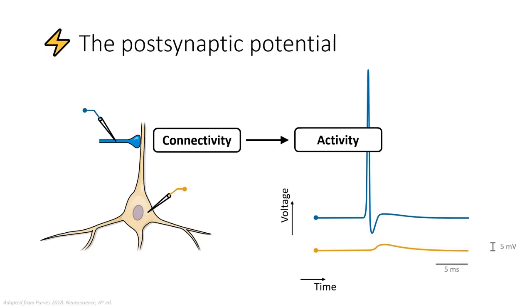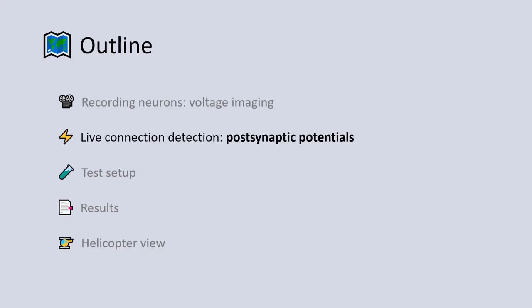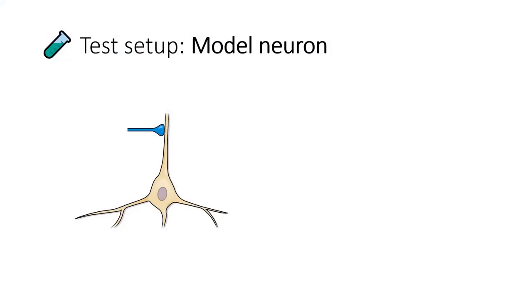And our idea is simply to reverse this reasoning. So if we see a spike followed by a bump, then maybe these neurons are connected, especially if this is a frequent occurrence. So the postsynaptic potentials. How are we going to test this idea?